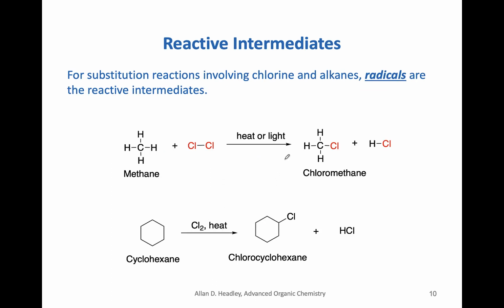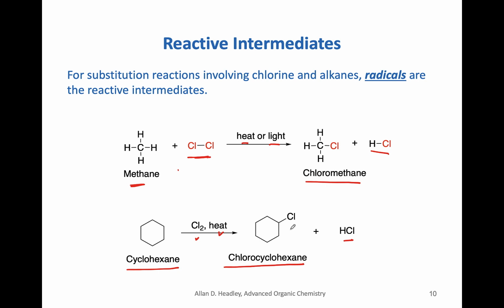Let us look at another type of reaction we looked at, and that is the halogenation, which would be the chlorination or the bromination of alkanes, hydrocarbons. Here, for example, chlorine reacts with methane in the presence of heat or light to produce the organic product, chloromethane, and HCl. So that's the overall reaction. Here's another one. Cyclohexane, a hydrocarbon, reacts with chlorine in the presence of heat to produce chlorocyclohexane and HCl. That's again the overall reaction.